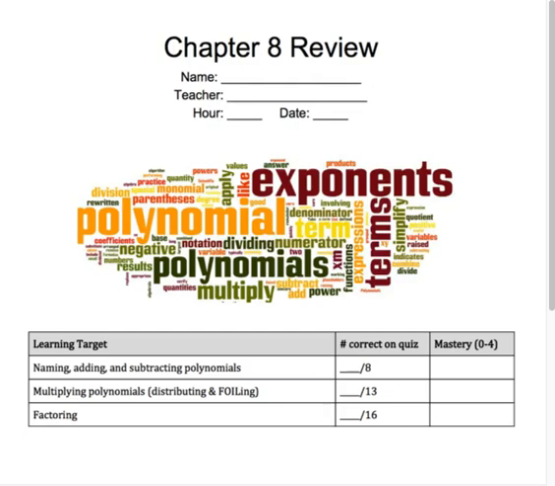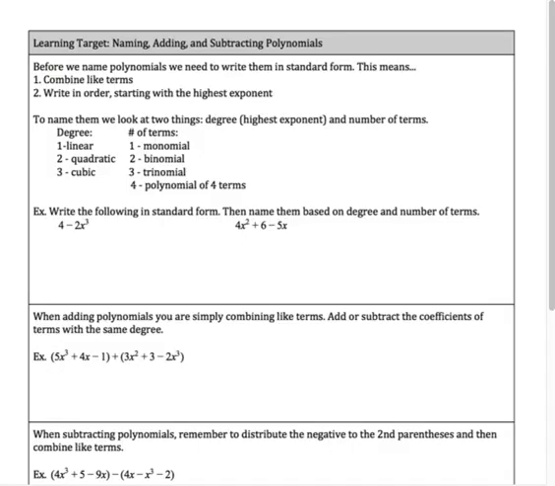So, Chapter 8, when we went through it, there were three big ideas we talked about. Being able to name, add, and subtract polynomials, being able to multiply polynomials, meaning distributing and FOILing, and then the biggest idea of that chapter, the idea of factoring. So, those are going to be the focuses as we go through these notes today.